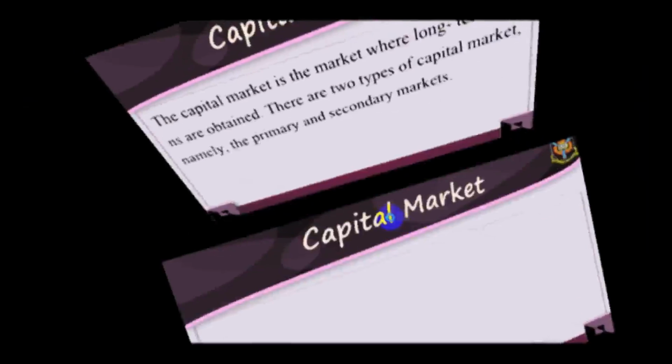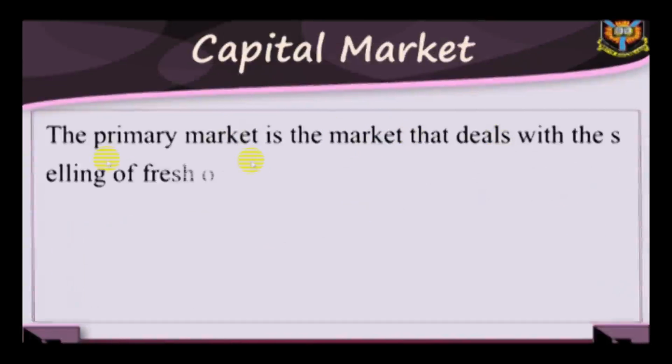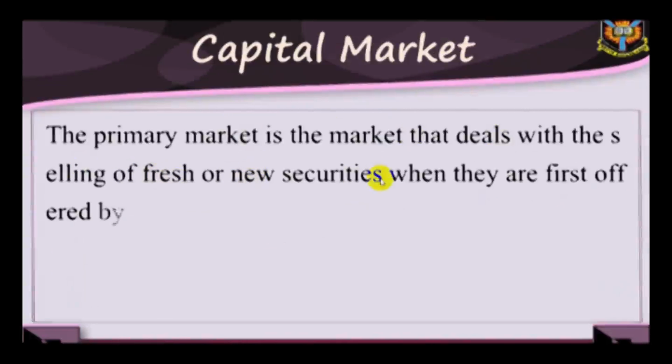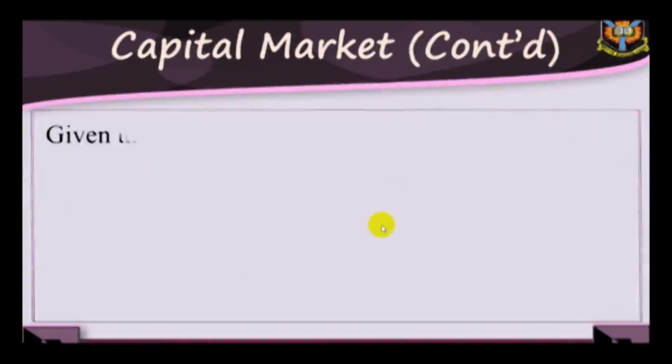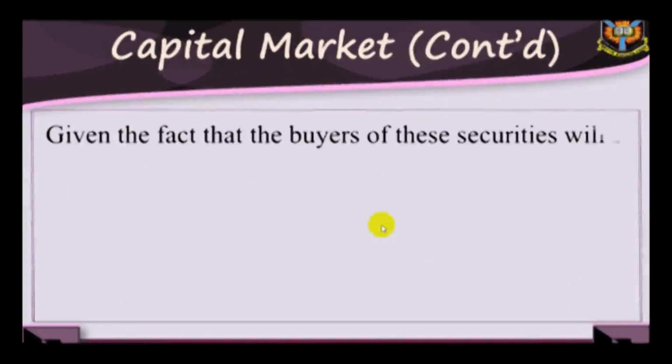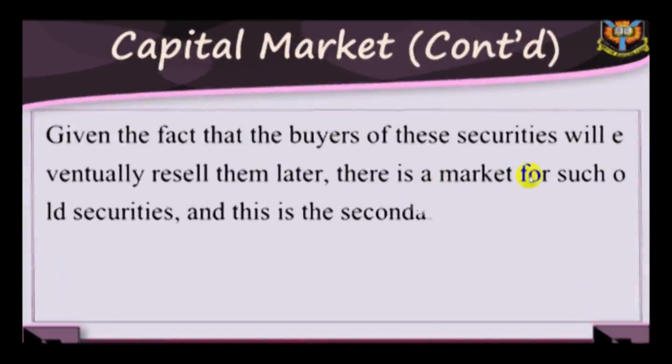The primary market is the market that deals with the selling of fresh or new securities when they are first offered by the issuing firm to the market. Given the fact that buyers of these securities will eventually resell them later, there is a market for such old securities, and this is the secondary market.